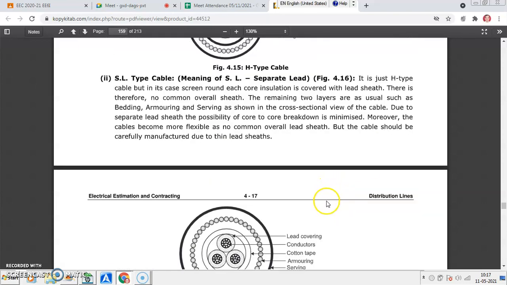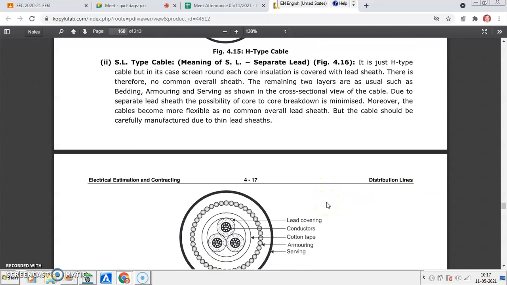Okay. In SL type cables, the meaning of SL is separate lead. A separate lead covering is provided here. It is just like the S type, but the only change is that a separate lead sheath is provided; there is no common overall sheath. The remaining two layers, bedding, armoring and serving, are the usual ones as shown in the other S type cable.